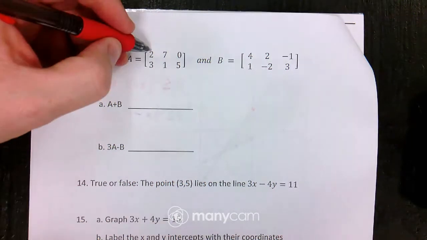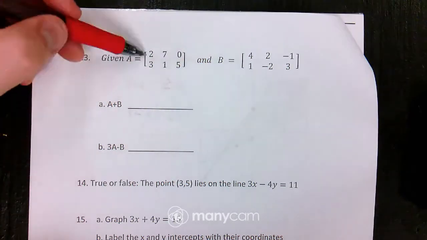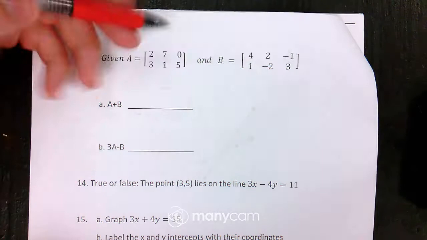Alright, A plus B. All we're going to do is take all of the numbers and add them to the ones that are the same. Now remember, addition and subtraction only works when they're the same size matrices, okay?